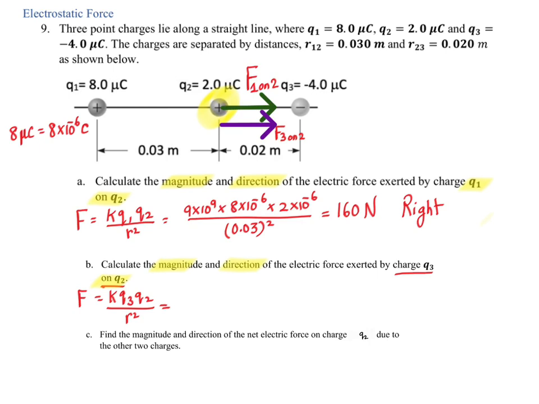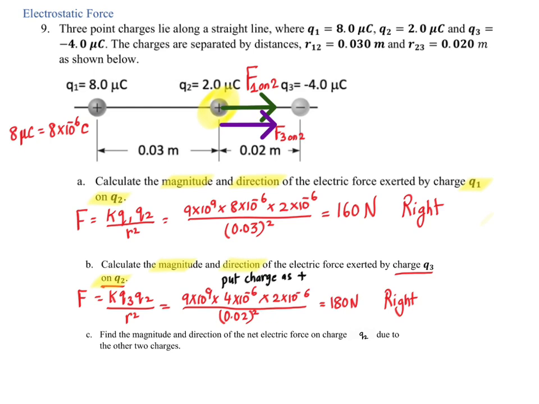So we again apply the formula, put the numbers, and we'll put the charge as positive. You can see that it's negative 4 microcoulomb, but I am putting it as positive 4 times 10 to the power negative 6. In the formula, we'll put it as positive because we are doing magnitude and direction separately. Let's put the numbers in the calculator. You get 180 newtons, and the direction is to the right as shown in the diagram and as we discussed before.